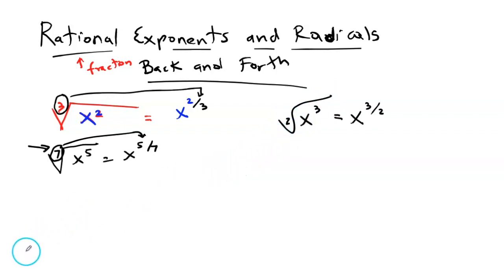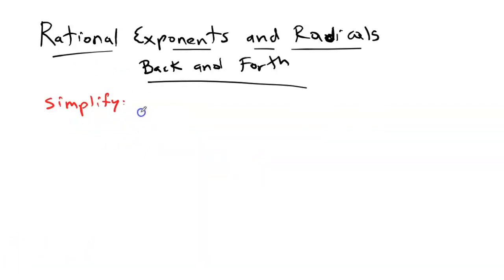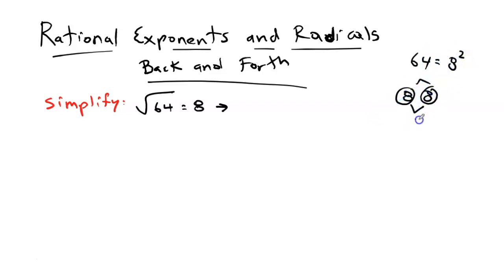All right, let's start by simplifying. Let's start with the square root of 64. For the most part, you know this already, because 64 is a perfect square. Square root of 64 is 8. Why? Because 64 is the same as 8 times 8. So if I want to write this as a power, I'm going to have 8 to the second power, because I have 2 eights, so it's squared.